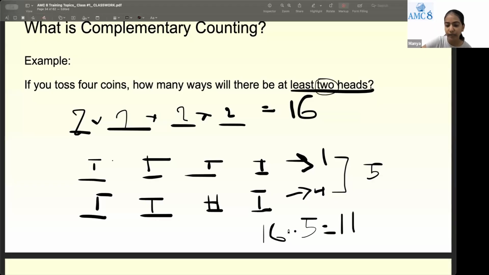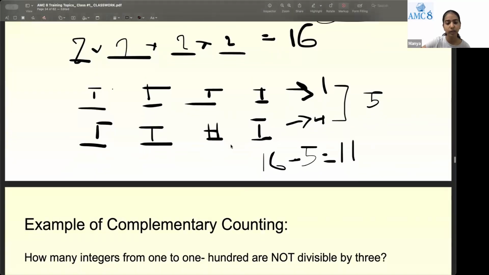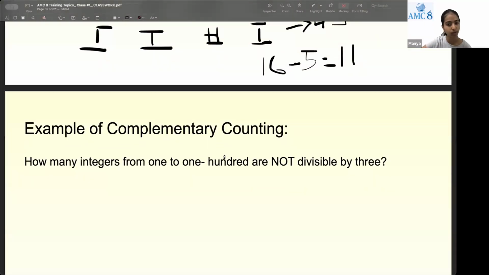We can also use casework to do this, just find the total possibilities of 2 heads, 3 heads, or 4 heads, but that will take a longer way to do this. Casework is efficient for some other problems, and complementary counting you can use for some other problems as well.